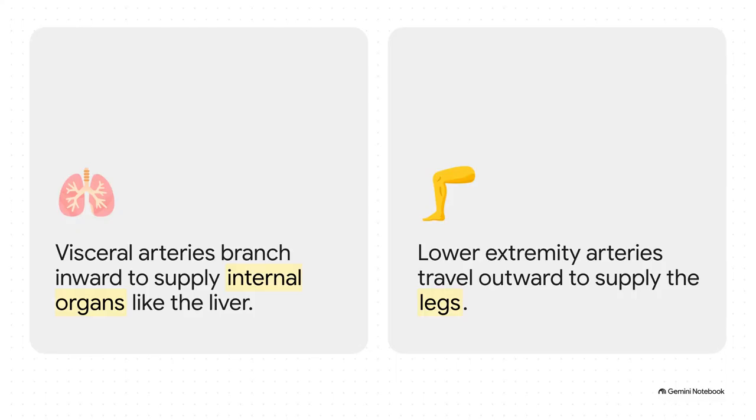What's honestly so fascinating here is how this proves the universality of the tree model. For example, let's compare the visceral arteries with the lower extremity arteries.